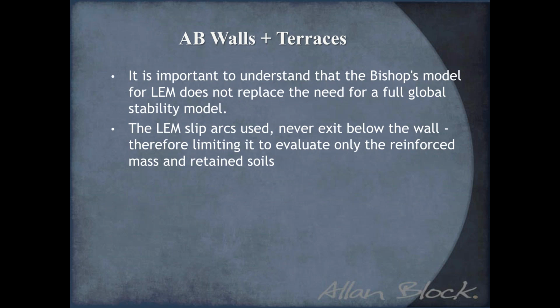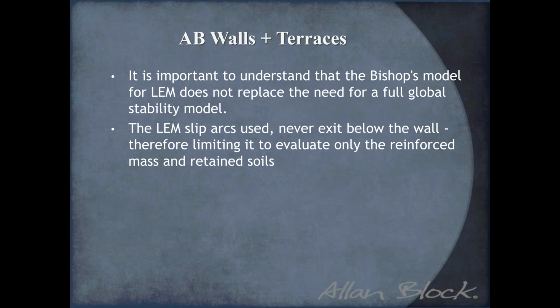Because every one of the slip arcs that are developed by the Bishop's model for limit equilibrium never go below the wall. The entrance points start directly behind the cap unit and go well up the slope behind the wall. But all of the exit nodes come out the face of the wall. We're going to use the joints between the courses as our exit nodes.